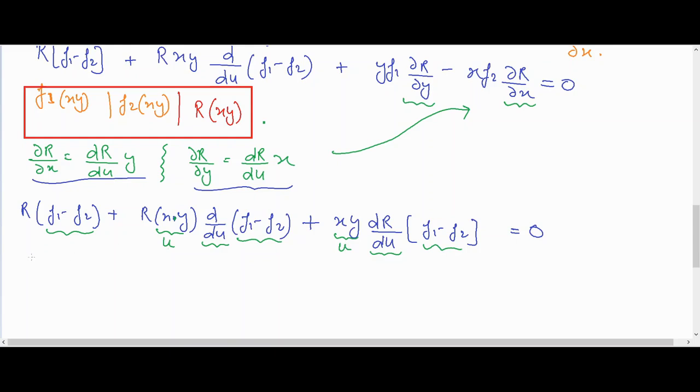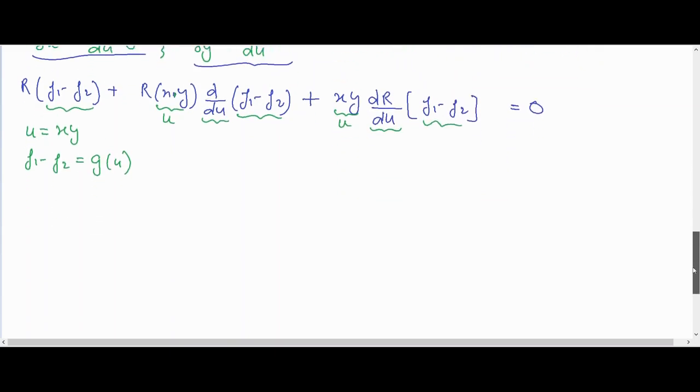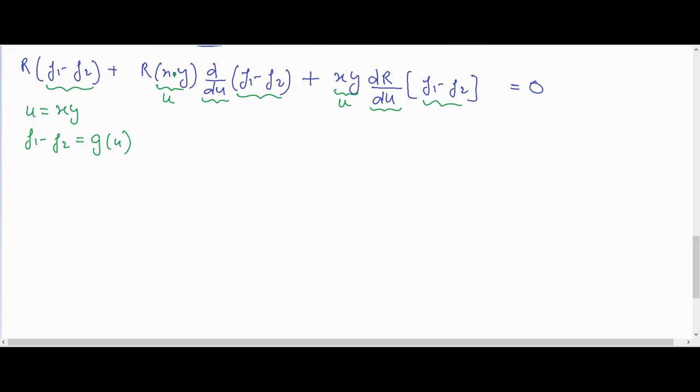So here we are going to do two things. We are going to write xy as u, and let's assume this f1 minus f2 is a new function g of u, of course, because f1 and f2 themselves are functions of u. So after writing this, we will get r g plus r u d by du of g plus u dr by du multiplied by g is equal to 0, right?